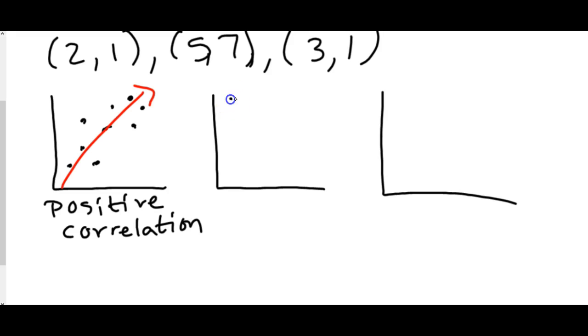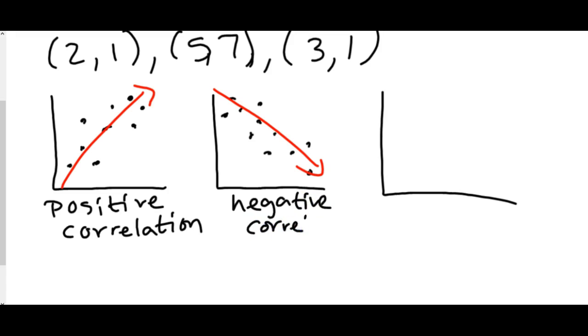If you're going in the other direction, so start top left and go to bottom right, that's called negative correlation. And if there's no kind of direction, it's not going up and to the right or down and to the right, there is no correlation.